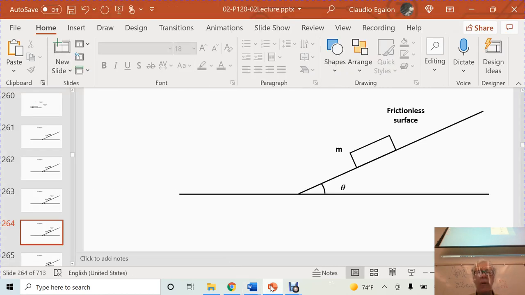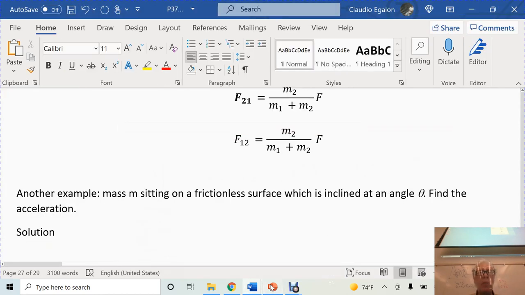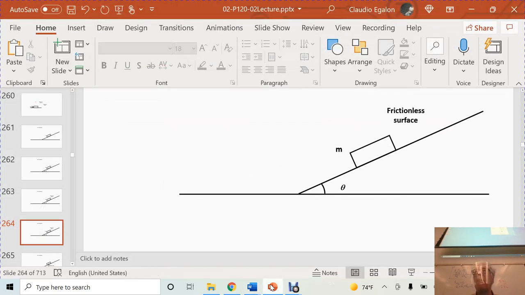So let's see, here you go. What do we have to do again? We have to identify the forces. That's the mass that we want to find the force on. It's just a one object problem, so you don't have to worry about Newton's third law. You only have to worry about the forces. So what are the forces? First, we have the weight.